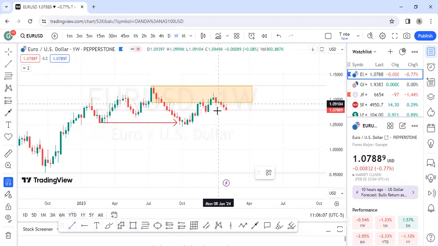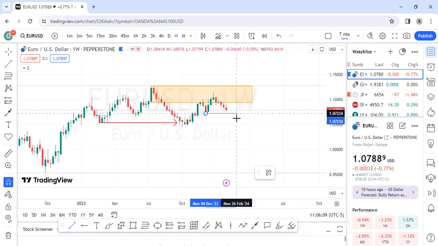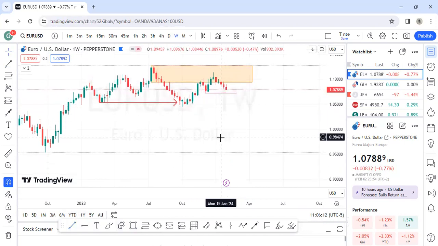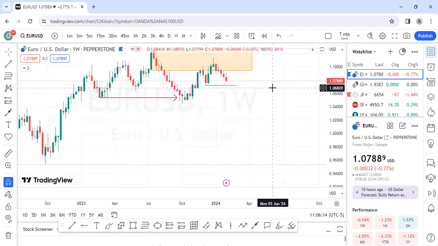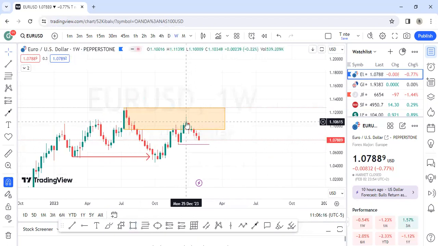So this liquidity will be a very good target for this week. This target will be very nice. Market should likely breach through that area, right? So market should breach through this liquidity point.